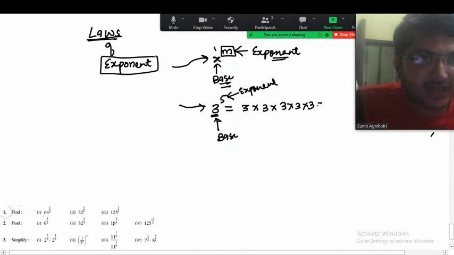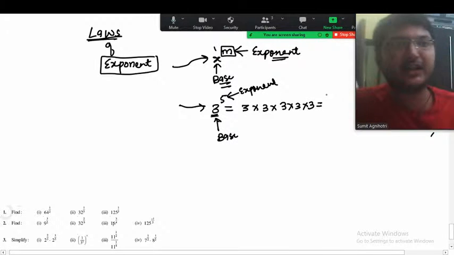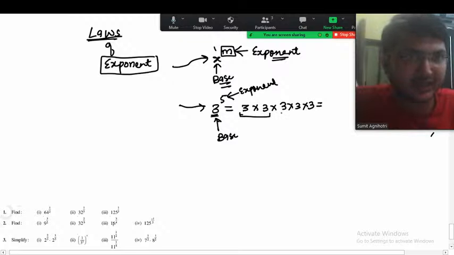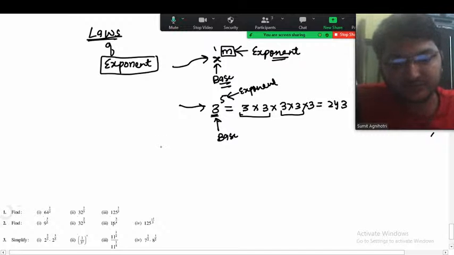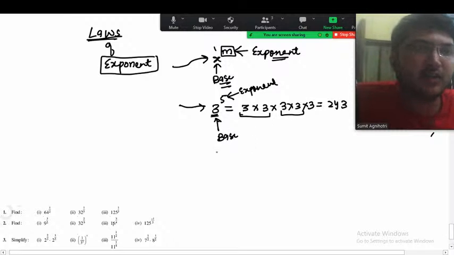And here if we want to figure out the value of 3 raised to the power 5, 3 threes are 9, and again 3 threes are 9, and it is also 9. We got 81, and then multiplied with 3, we got 243. Similarly, we can figure out any such value.